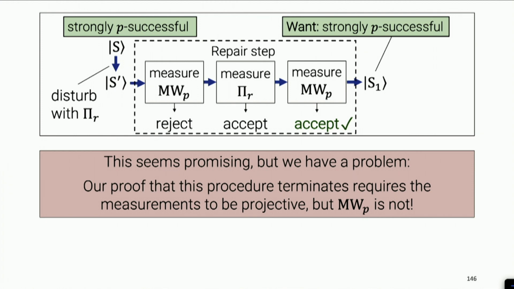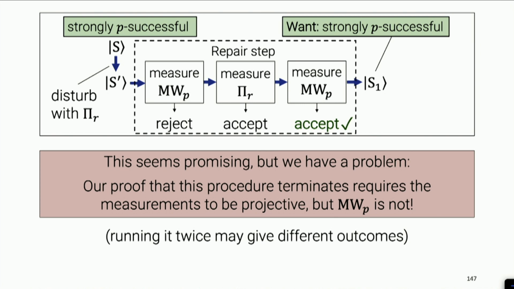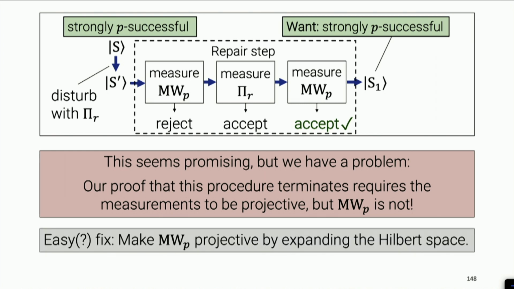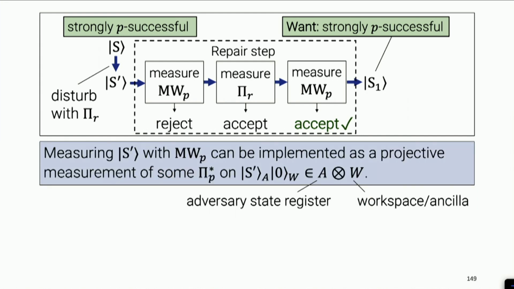So there is a sort of a trivial way to fix this. Which is just, you can take any quantum operation, any quantum measurement, and make it a projection by expanding the Hilbert space. I can just introduce new registers if I want. So I'll introduce these new W registers. These will be some purifying registers. And the claim is that MWP can be implemented as some projective measurement pi p star on this larger Hilbert space.